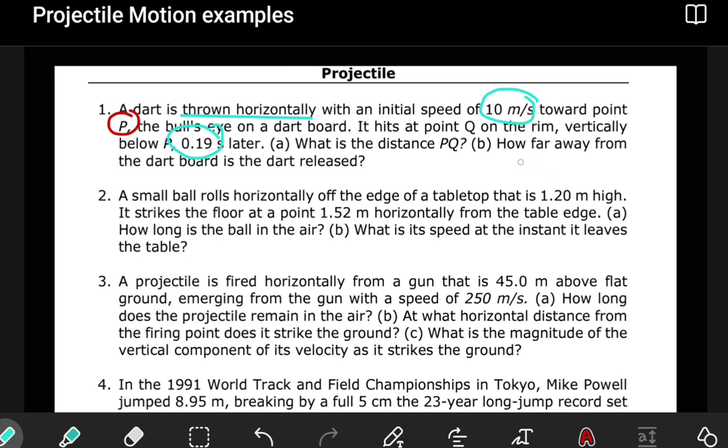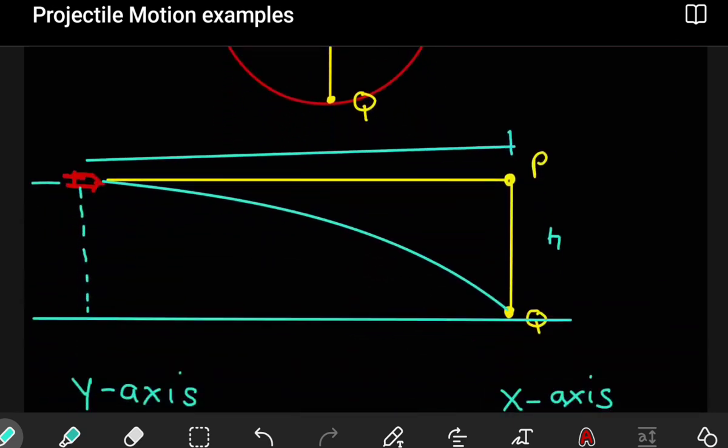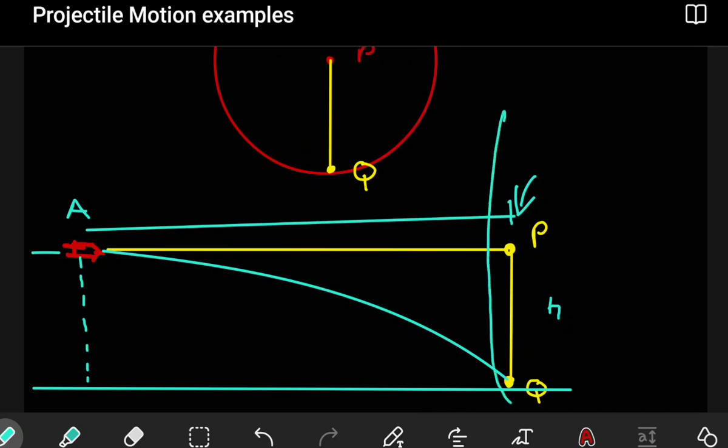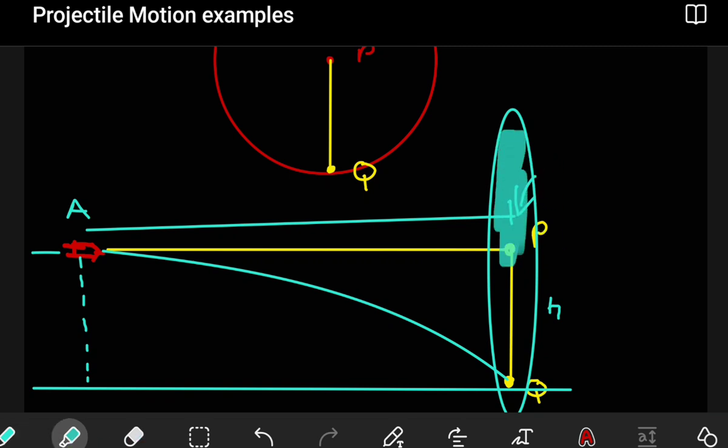In the second part, the question is asking us how far away the dartboard is. How far away the dartboard is from the point where the dart is being released. So here, the dart is being released from this point. Let me label this point as point A. Now, how far away is the dartboard? Well, the dartboard is right here at point P, or at the same position as P. So I can say this is our dartboard somewhere here. So how far away is the dartboard from that point?